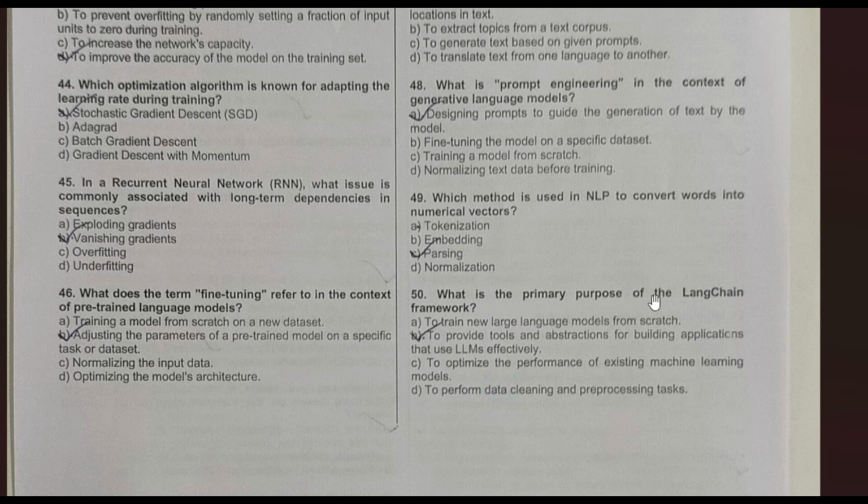What is the primary purpose of LangChain? LangChain is to provide tools and abstractions for building applications that use LLMs effectively. So it is a chain between the tools and large language models. So B will be the right answer.